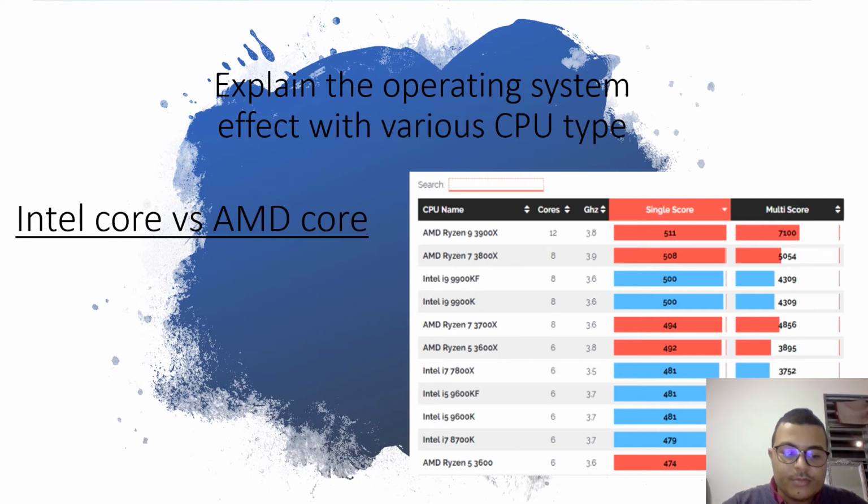Also, if we want to compare between AMD Ryzen 7, Ryzen 5, or Ryzen 9, each one of them has its speed and its number of cores. So also you can realize which one is suitable with you or with your work.